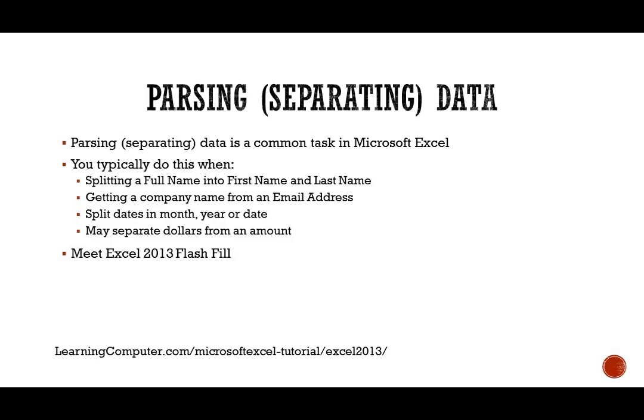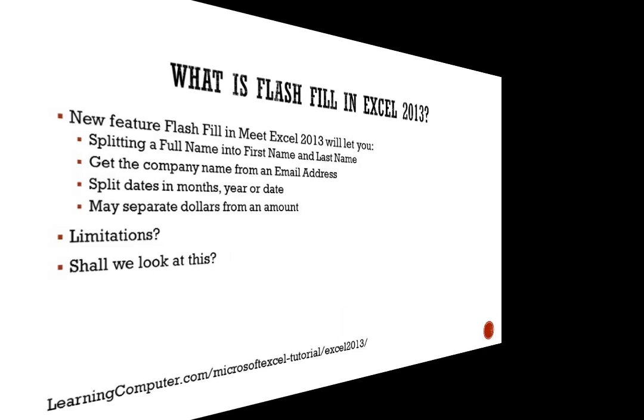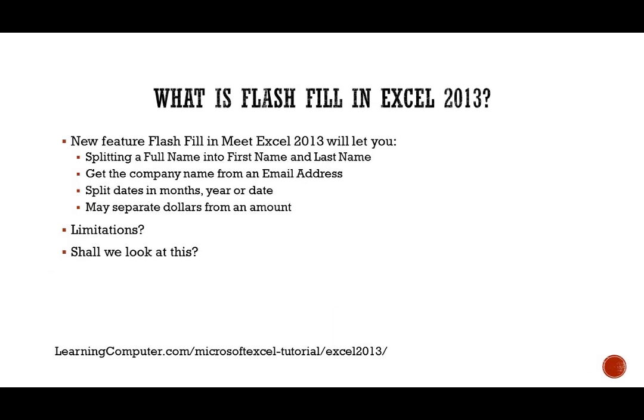So, what exactly is Flash Fill in Excel 2013? Well, this is a new feature, like I mentioned. It will let you split a full name into a first name and last name. It will also get the company name from an email address, and it can split dates, like I mentioned, into month, year, and date, and then you could separate dollars from a total amount. And we're going to take a look at this in a minute.